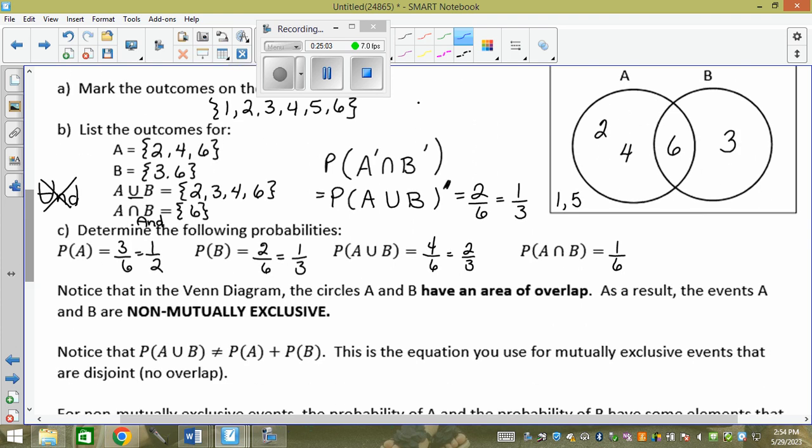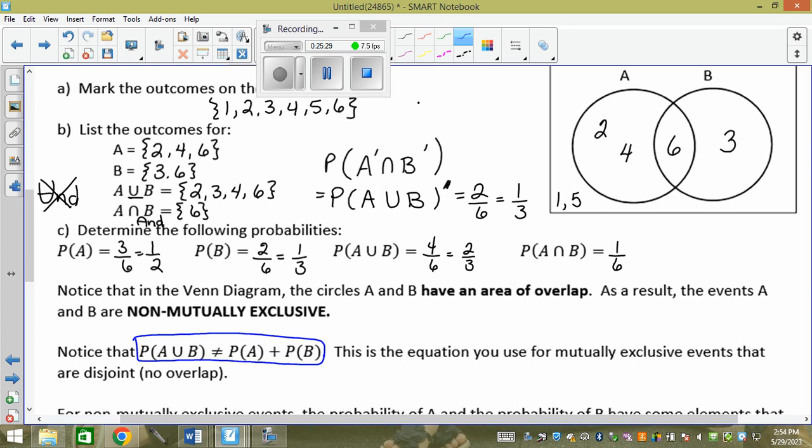Notice that in this Venn diagram, the circles A and B have an area of overlap. As a result, A and B are not mutually exclusive. Notice that the probability of A union B does not equal P of A plus P of B. So if I actually take the probability of A or B as 2/3, and I add 1/2 and 1/3, I don't get 2/3. This does not happen.